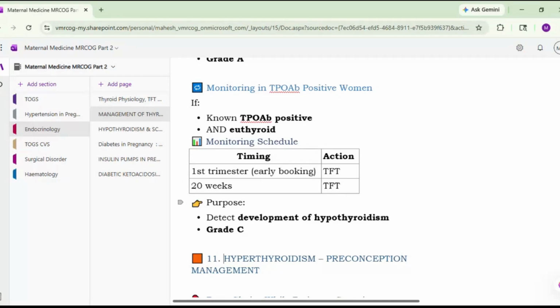Purpose is to detect the development of hypothyroidism. Okay, so TPO antibody is positive, she is euthyroid, no treatment is required, but monitoring is required. And here monitoring is first trimester TFT and 20 weeks TFT. Okay.